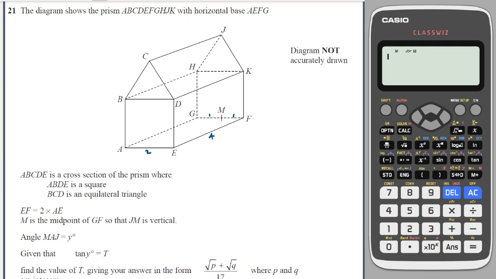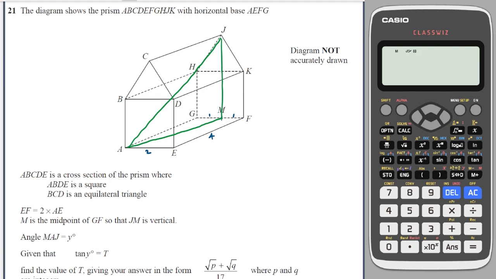Okay, and what are we looking for? We are looking for the angle, tan of the angle is what we're looking for, and the angle y is MAJ. So from there to there, from there to there, and then directly down, just like that.